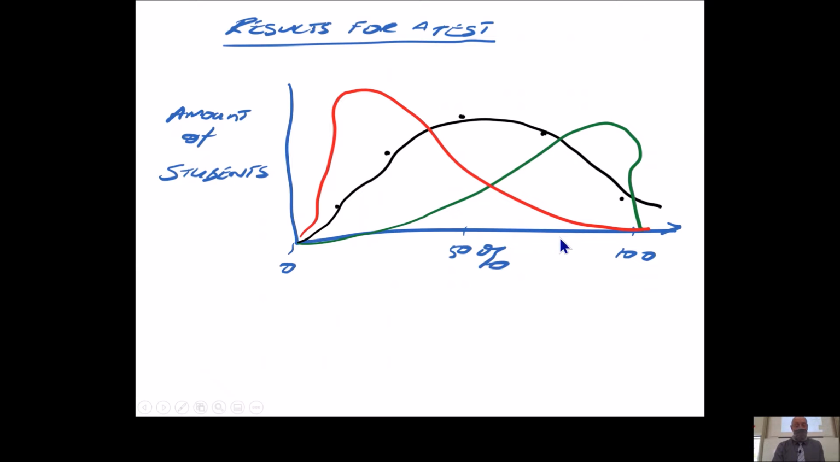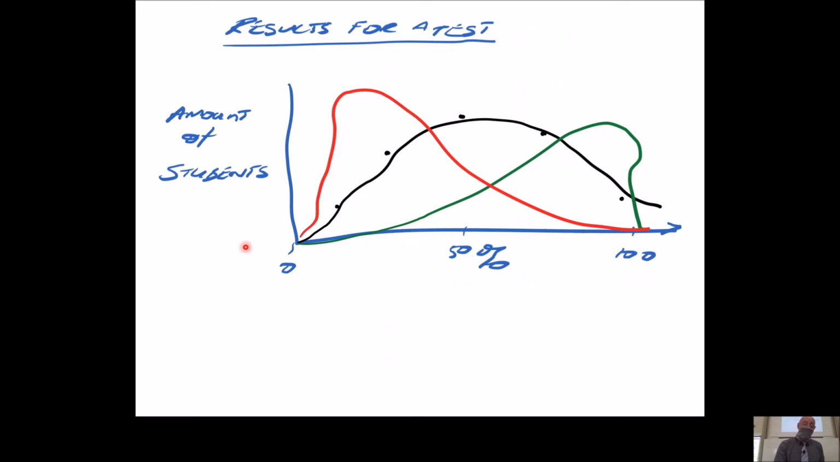So let's talk about this a little bit. Maxwell-Boltzmann. Let's assume we wrote a class test, okay? I plotted a graph. And on the x-axis of the graph, I plotted percentage for the test.